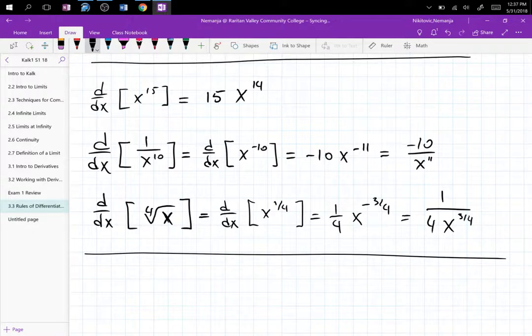So it's very straightforward for all of these, obviously only if you know the formula. If you don't know the formula, then you have to do the limit, right?